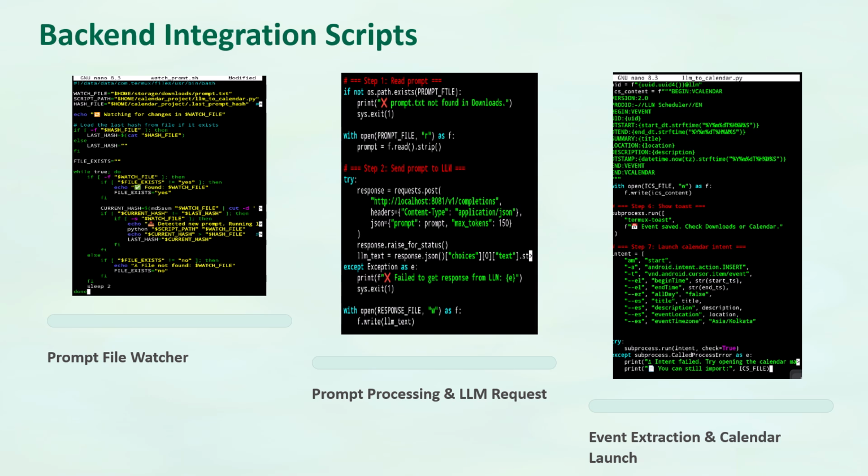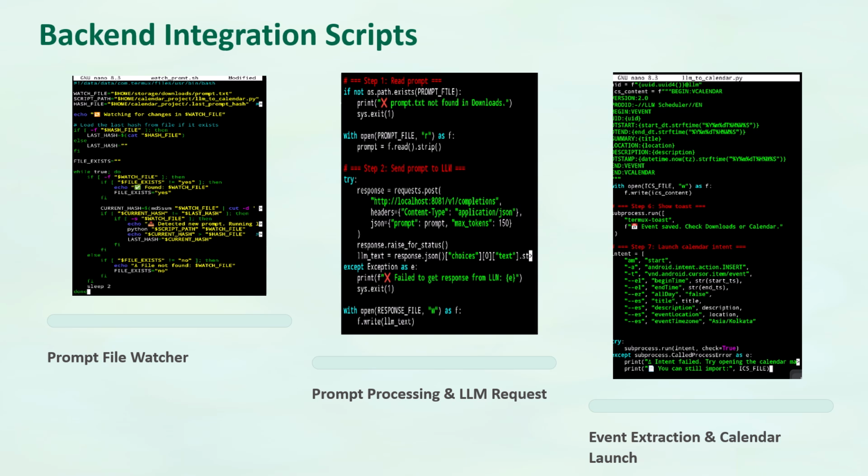Prompt processing and LLM request. The Python script reads the prompt from the file, sends it to the local language model API, and gets a response. It then extracts important details like date, time, title, and location from the response.